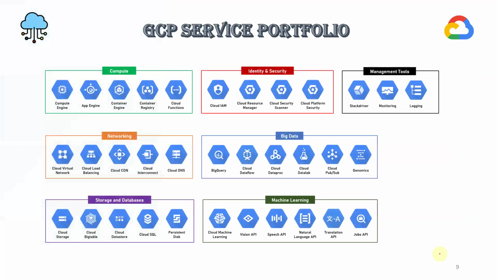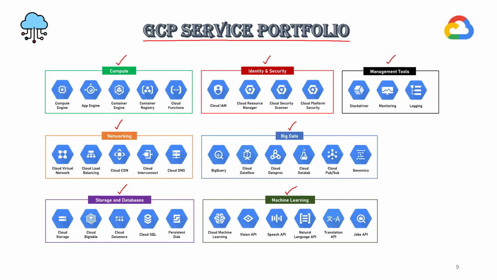Sir, what services is it offering? Can you tell me? If you ask me, it is offering you multiple services. This is the GCP service portfolio. Here you can see it is offering you compute services, identity and security services, management tools, networking services, big data services, storage and database services, and machine learning services. Google Cloud Platform is one of the leading cloud providers which offers you plenty of products and services. These are the services it is offering you. Even more are there.